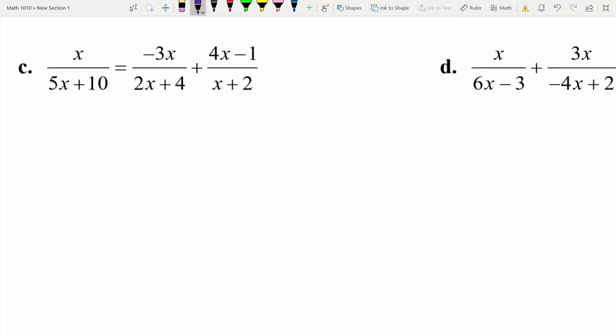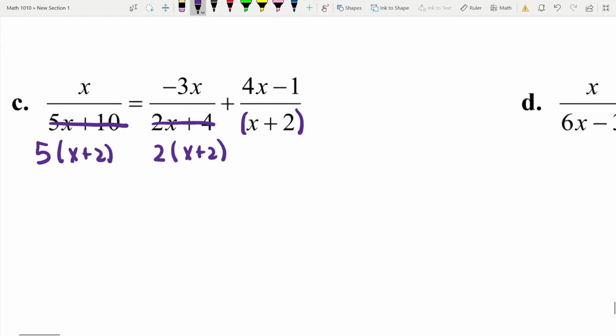Factor the denominators, okay? Nice and slowly. Take out a 5, and you're left with x plus 2. That one's factored. Take out a 2, and you're left with x plus 2. I'm going to cross that one out. This one, x plus 2. I need x plus 2's in my denominator. So I'm going to go x plus 2, x plus 2, x plus 2.